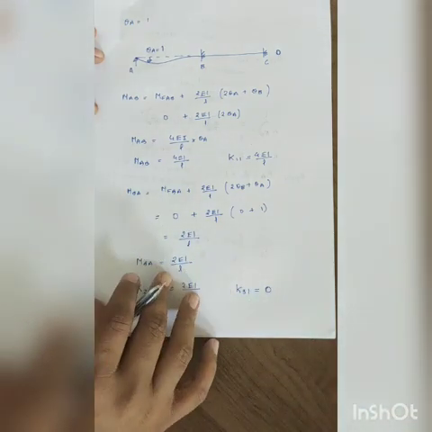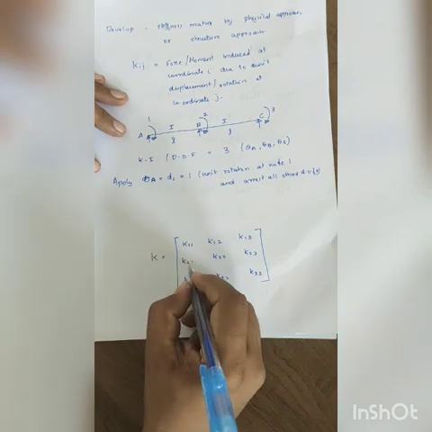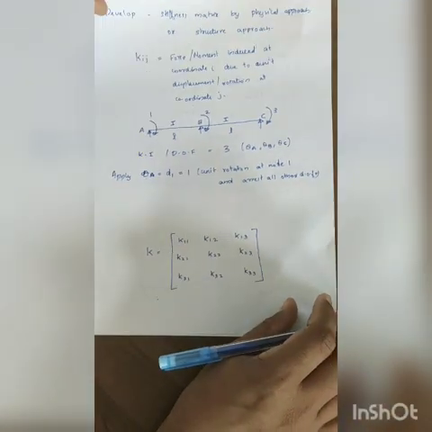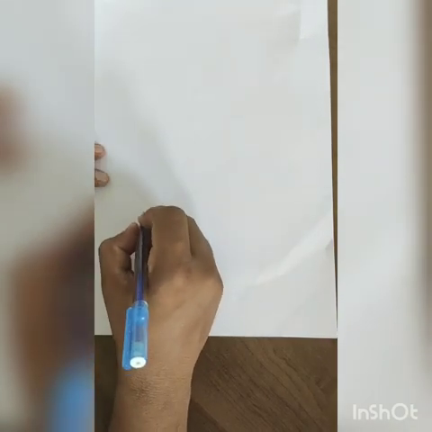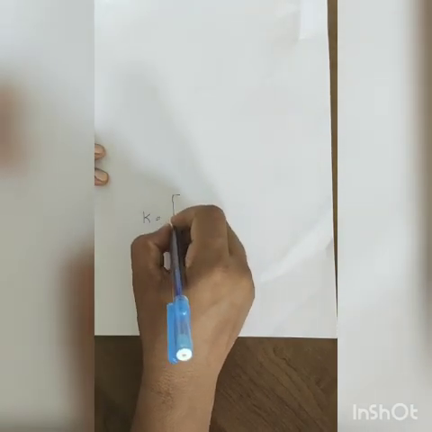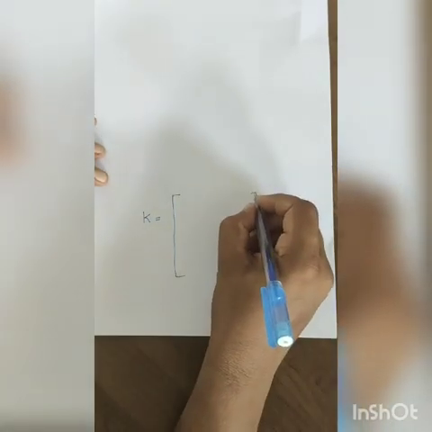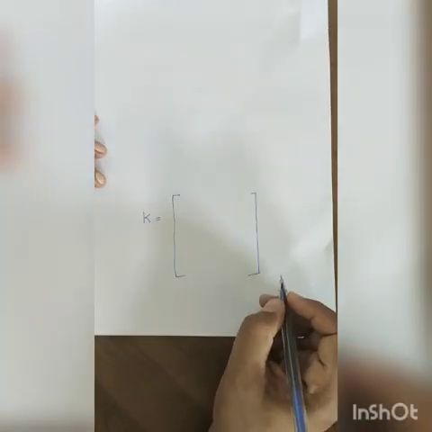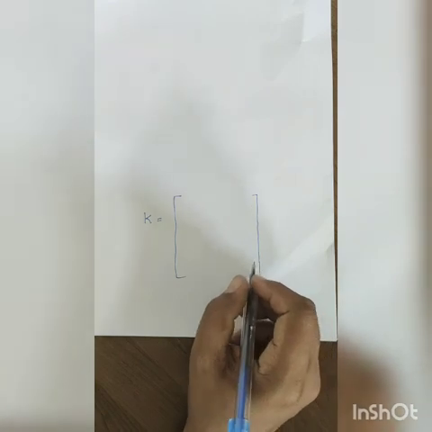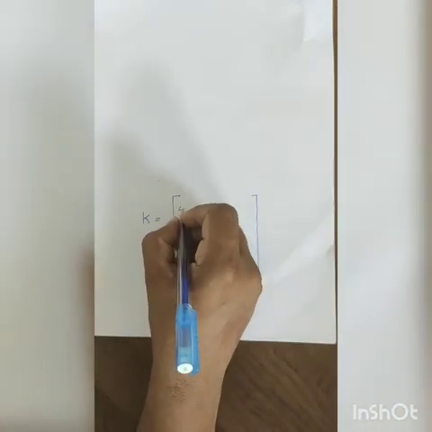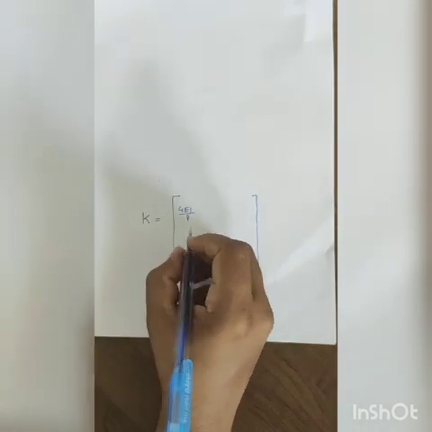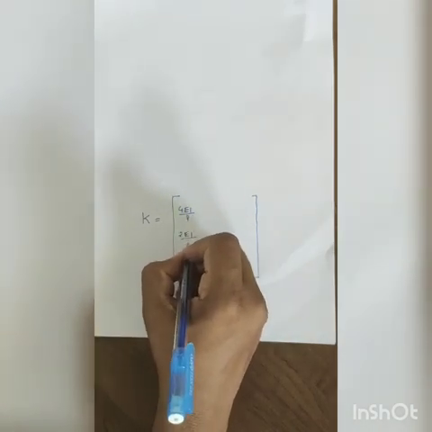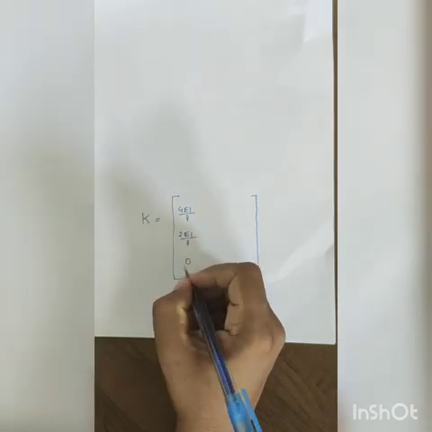So the first column you can fill right now. You can see that K11, K21, K31 we have computed. I am just trying to fix my structure stiffness matrix K. It is going to have 9 elements, so it is going to be a 3 by 3 matrix. K11 we have learned is 4EI by L, K21 is 2EI by L, and K31 is 0.